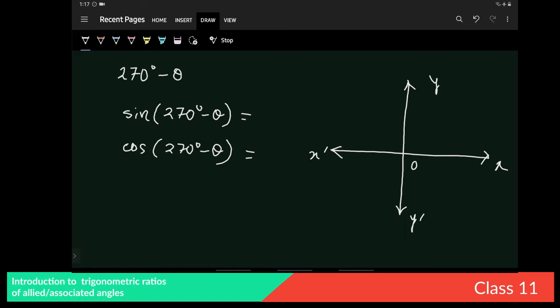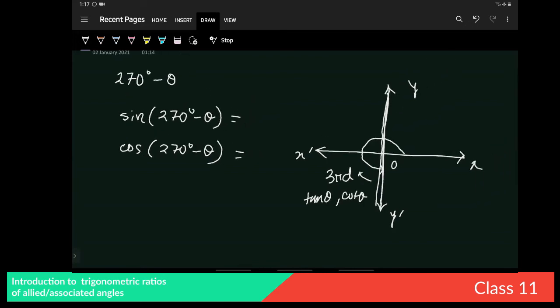Now if you look carefully, what is 270 degree? It is this angle. So this line, and it is minus theta. So 270 minus theta means it is falling under the third quadrant. In the third quadrant, what ratios are positive? Tan and cot. Okay, now if you see, this 270 degree minus theta angle is associated with which line?